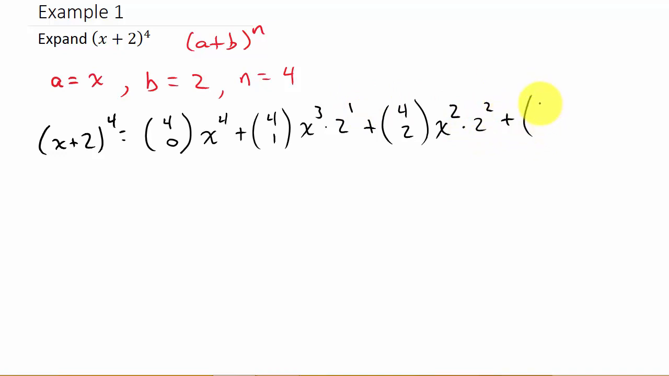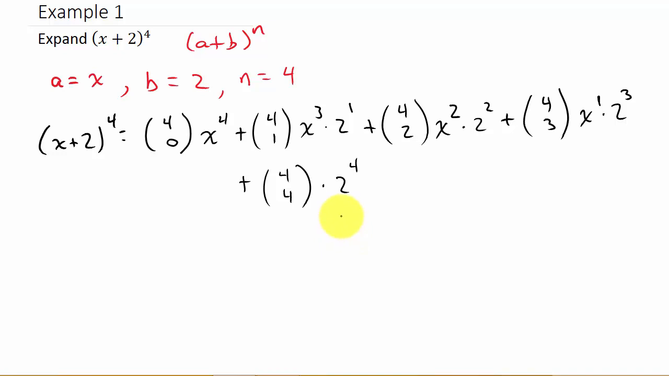Plus combination 4 choose 3 times x, and this was the exponent of 2, so this goes to 1, and then this was 2 squared, so that goes to 2 cubed. Then I'm going to come over here, plus combination 4 choose 4, and that's going to be x to the 0. Remember, x to the 0 goes down. Well, what's x to the 0? X to the 0 is just 1, so we don't need to put the x to the 0, and then this would be times 2 to the 4th. This was 2 cubed, so this would be 2 to the 4th.